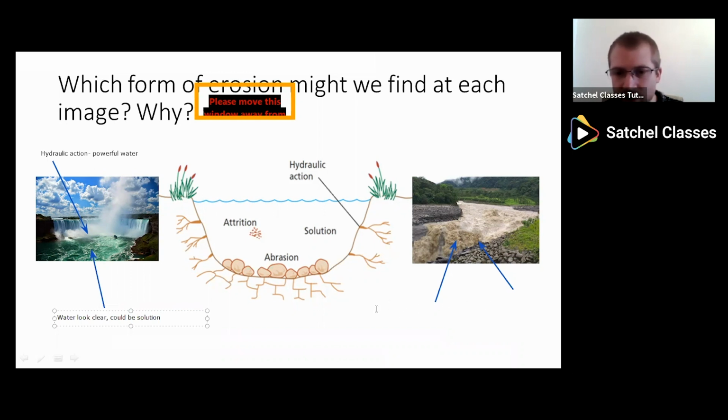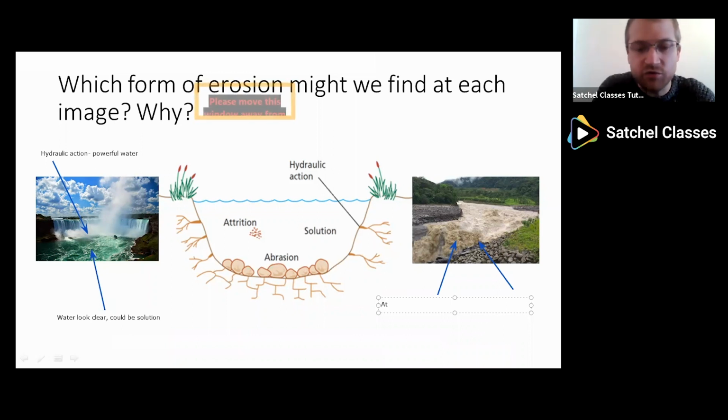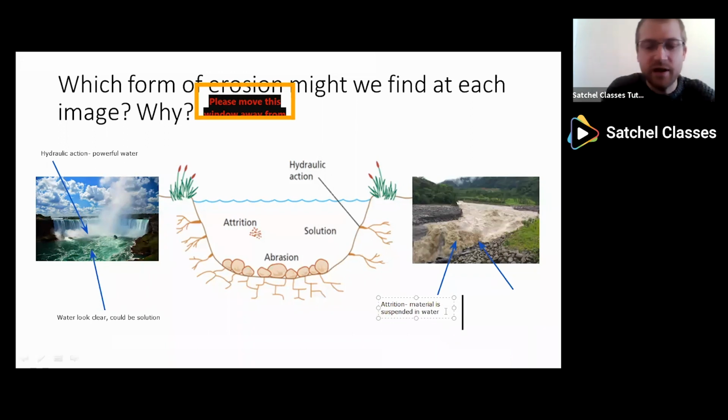So if we continue, that first arrow shows that brown murky material. So that shows that we've got material that is hovering in the water. So that could potentially be attrition, because material is suspended in water. That gives it this brown murky color.